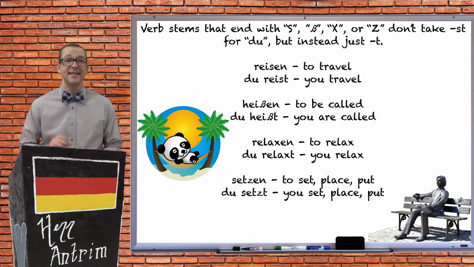Certain verbs don't take the st for the du form. Instead, they simply take t. The last letter of the stem of these verbs is one of the following: s, ß, x, or z. The reason is that you simply wouldn't actually hear the s sound at the st ending, so we just leave it out of the conjugation. The rest of the verb forms are normal. I'll give you an example of each.